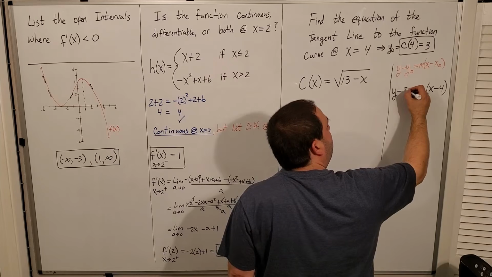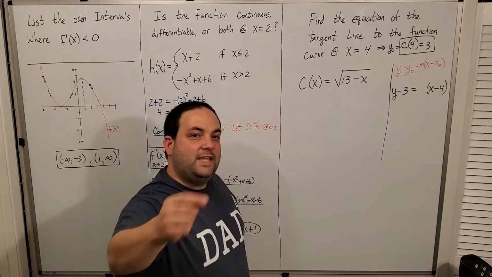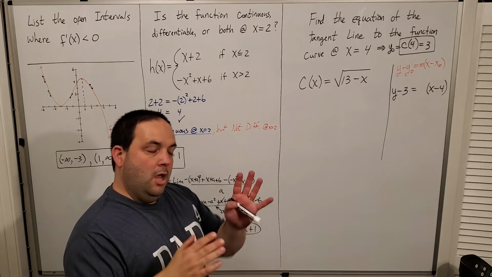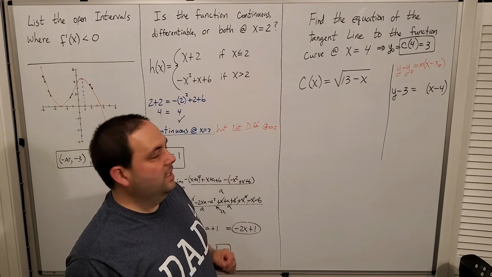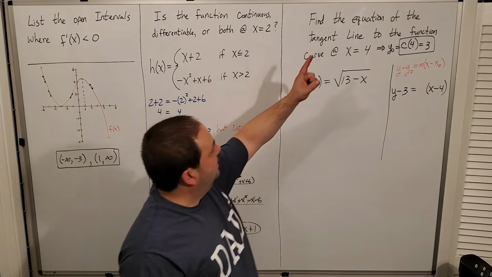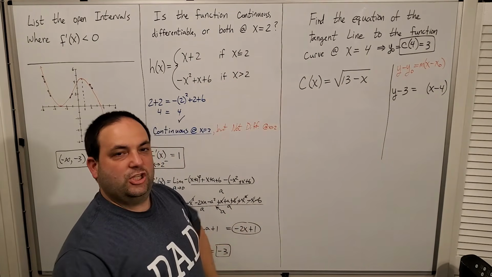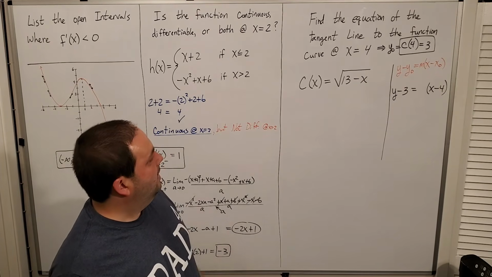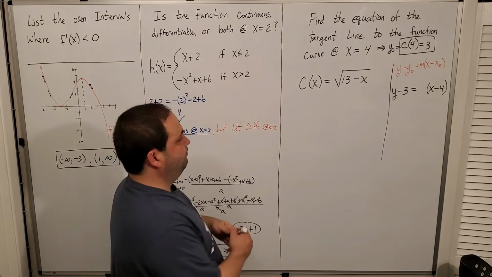So I've got that value. I've got my x and y value for the point of tangency. That's the point where the tangent line is meeting the actual function. Lastly, to get my slope, I need the derivative because it says tangent line. The derivative is what's going to give me the slope of that line. So I'll make the derivative and then I'll plug in 4.